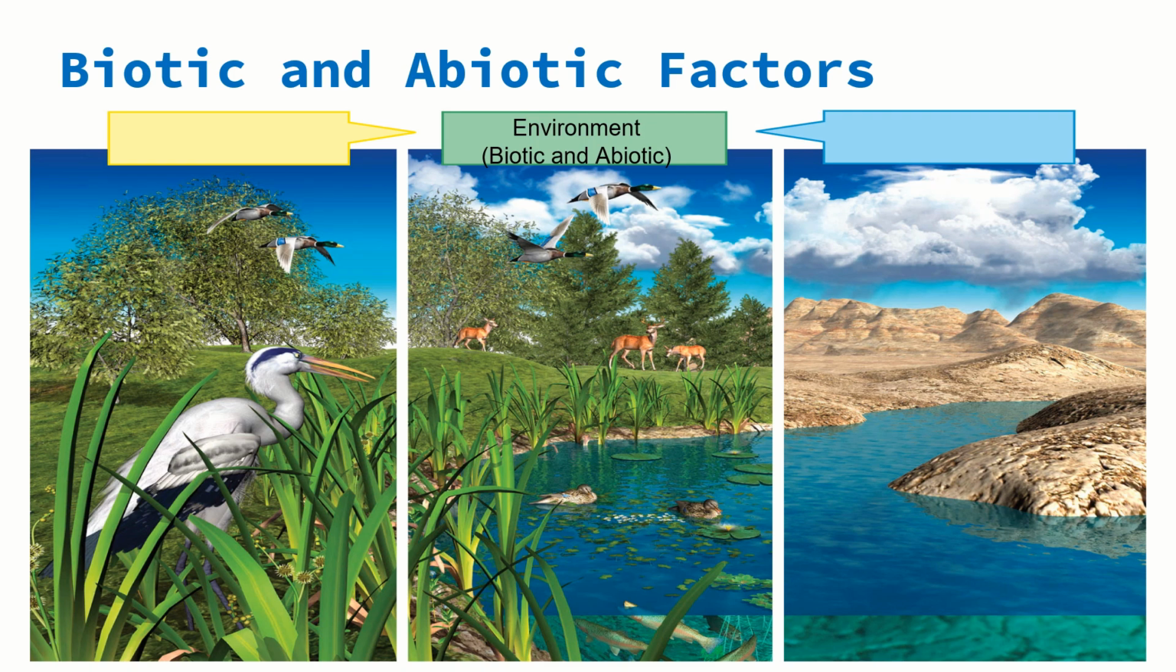Finally, just to review again, biotic, abiotic factors, which term goes in which box. In the yellow box, we're focusing on the living things. In the blue box, we're focusing on the non-living things. And so yellow should be biotic, blue should be abiotic factors. And again, these two factors interact together in what we call the environment. So if we're studying the environment, we're studying both the biotic and abiotic factors.